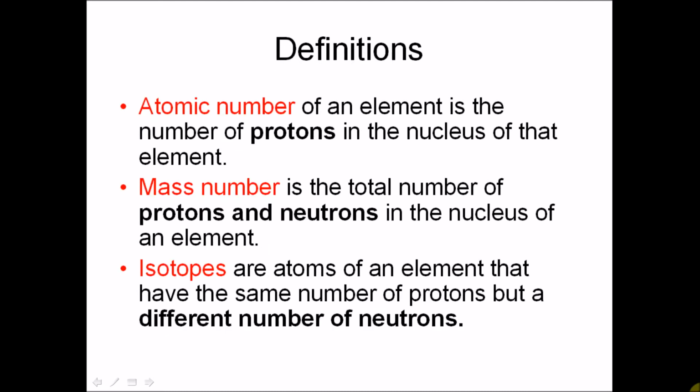Here are some definitions you'll need before I talk about radioisotopes. The atomic number of an element is defined by the number of protons. The mass number is the sum of protons and neutrons of that element. And isotopes have the same number of protons, but different number of neutrons.